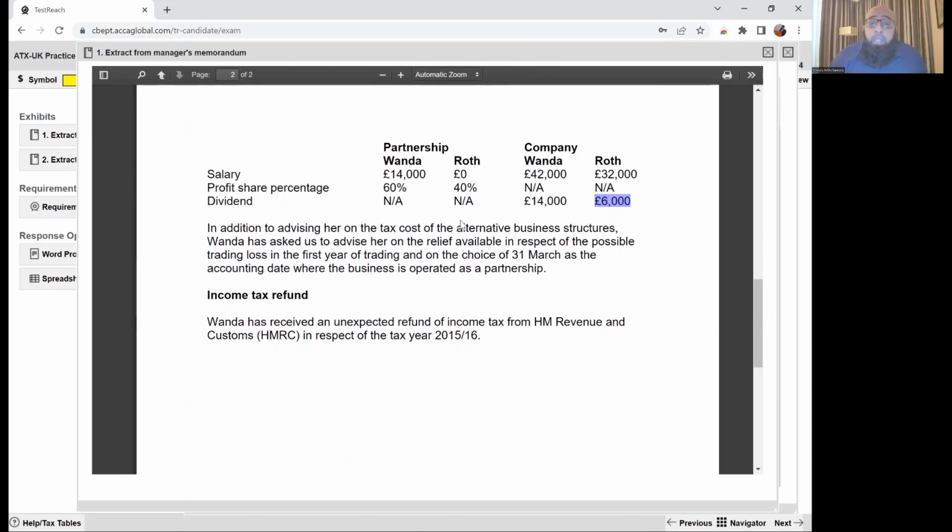In addition to advising her on the tax cost of the alternative business structures, vendor has asked us to advise her on the relief available in respect of the possible trading loss in the first year of trading, and on the choice of 31st March accounting date where the business is operated as partnership. And then there is some detail about income tax refund. We'll come back to it.